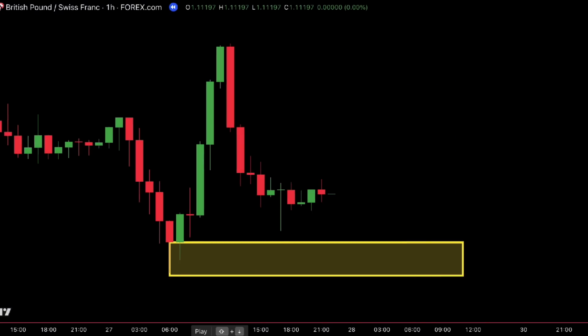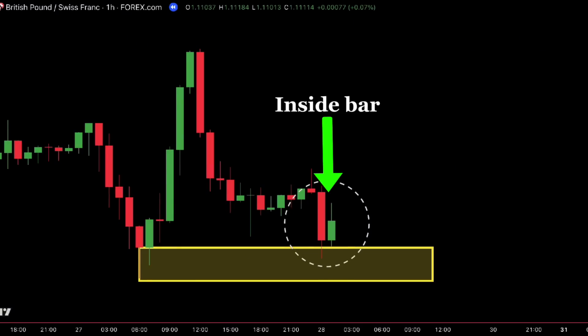Once price retraced back to the zone, we got a clear inside bar candlestick pattern, a key signal that price action is stalling. Why is this important? The inside bar indicates market indecision. Buyers and sellers are battling it out, but sellers are failing to push price lower. This hesitation at the demand zone suggests that selling pressure is weakening, meaning a reversal is likely.